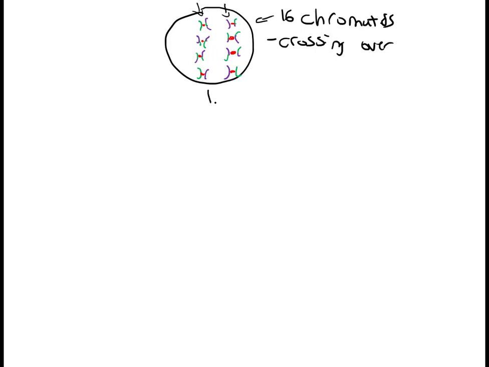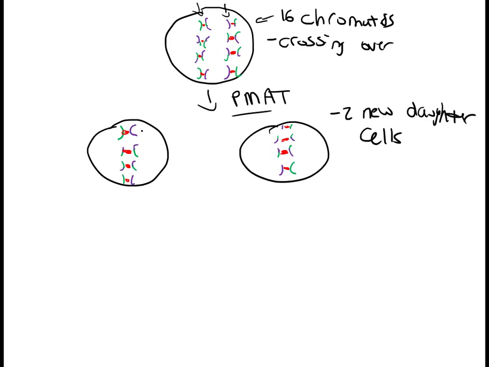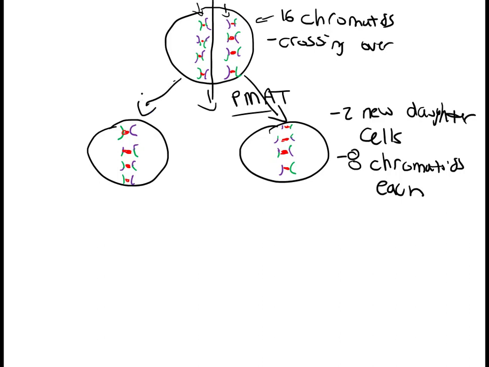Now what's going to happen is a series of prophase, metaphase, anaphase, and telophase, another set of PMAT. After the first PMAT, we're going to end up with 2 new daughter cells. Now, each one of these daughter cells has 8 chromatids because they were divided in half down the middle. So half of the cell's chromatids went to one cell, half went to another cell. And don't forget, each one of these chromatids is different because there was swapping, crossing over.